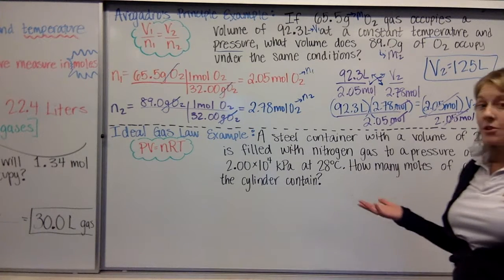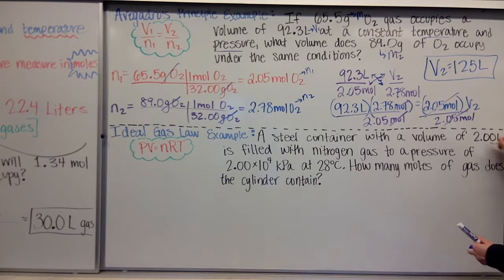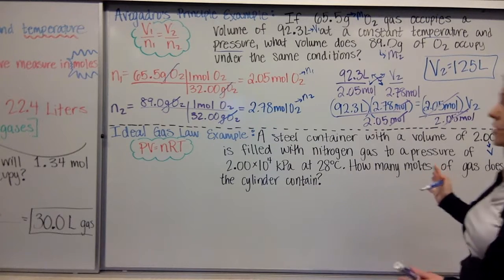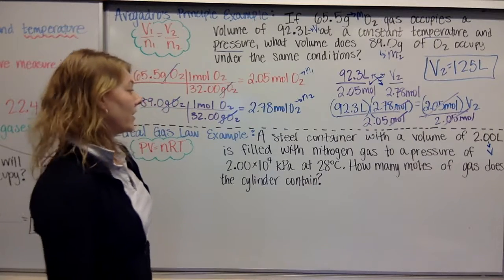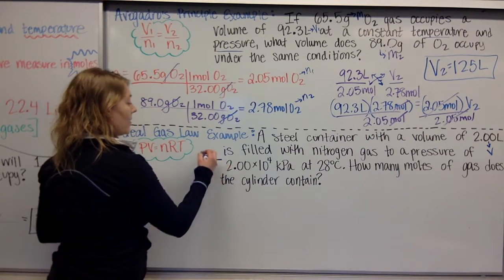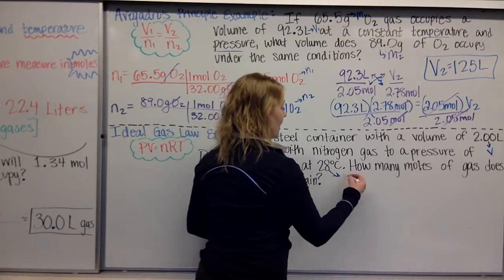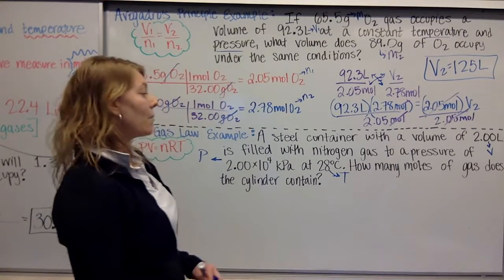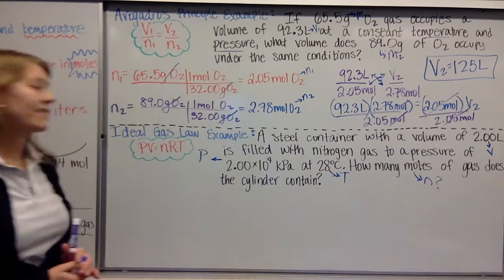Okay, let's do a little bit of labeling here. I have a volume of 2 liters. Okay, it doesn't say that any of my values are changing, so I'm not going to label these as 1 or 2. This is my volume, 2.0 liters. It's filled to a pressure of 2 times 10 to the 4th kPa, so I have pressure. At 28 degrees C, I have temperature. How many moles, this is what we're looking for, N, does a cylinder contain?